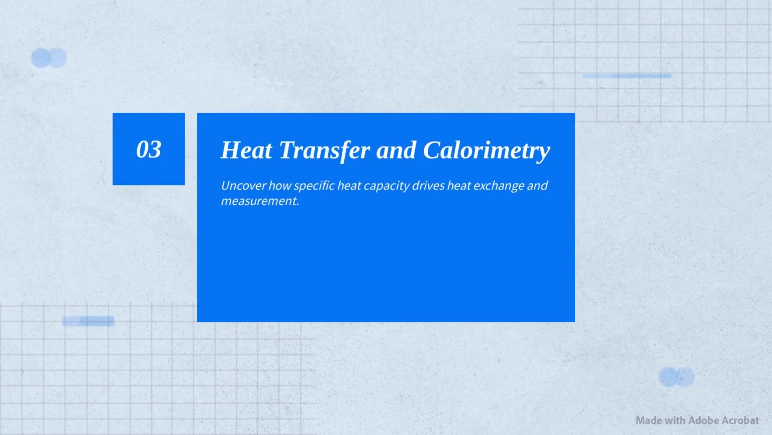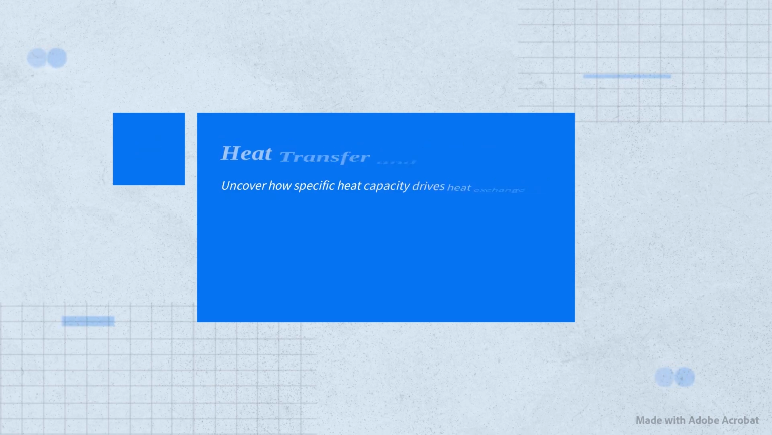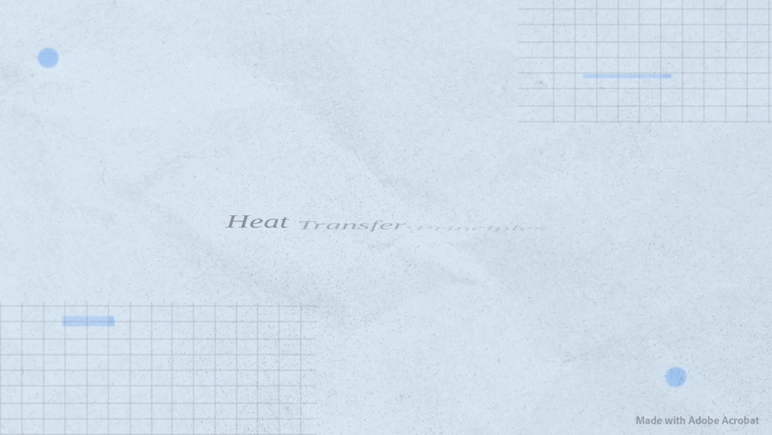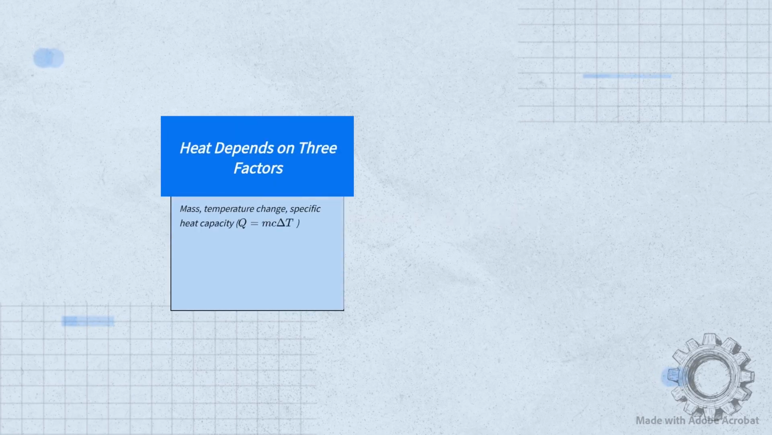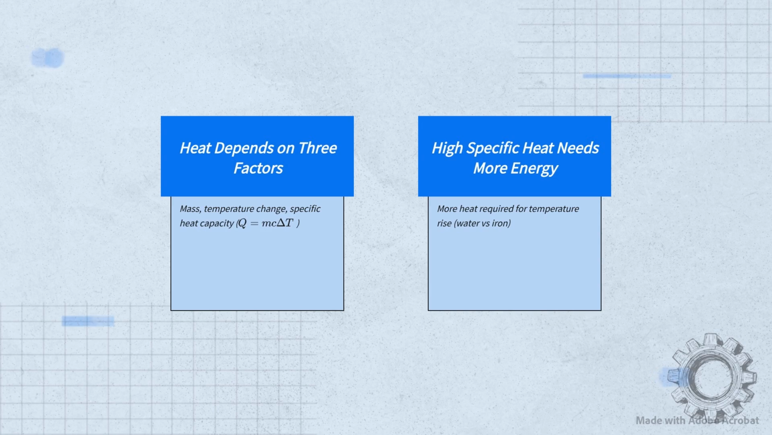With real-life examples in mind, let's explore how specific heat capacity shapes heat transfer and calorimetry. This topic reveals the science behind measuring and understanding heat flow. Here's how the principles of heat transfer are governed by specific heat capacity and related factors. Heat transfer depends on mass, temperature change, and specific heat capacity, as shown in the formula Q equals mc delta T. Materials with high specific heat need more energy to increase their temperature, as seen when water heats more slowly than iron.